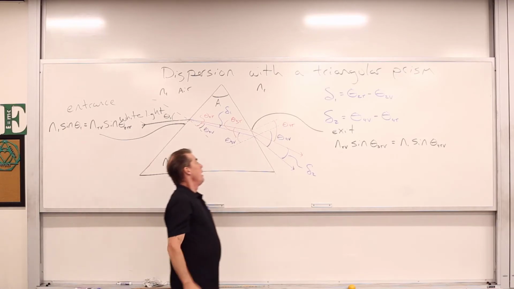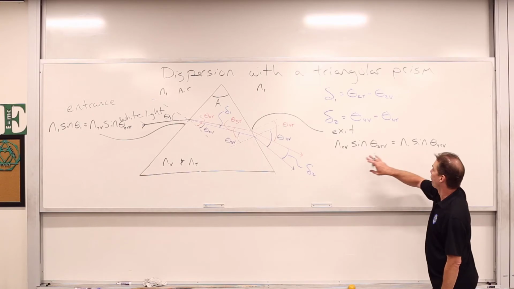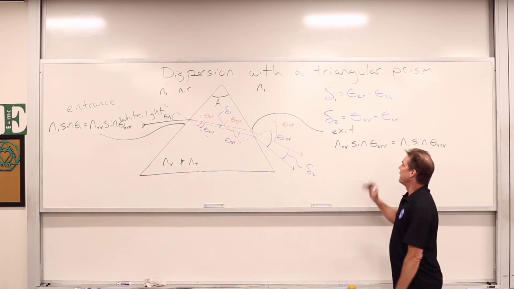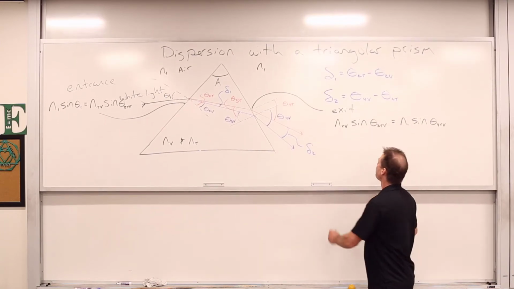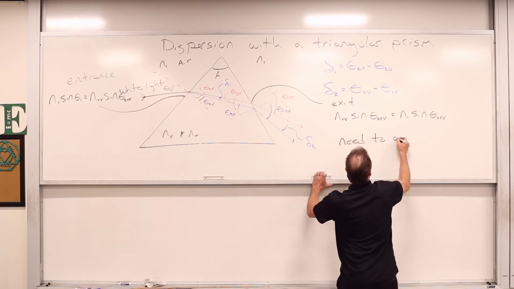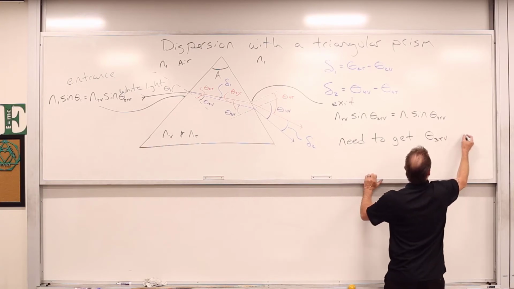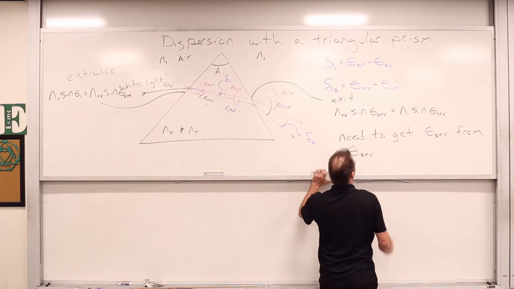Great. Then we come over here and say, well, if we know what theta 3 is, we can get theta 4. That's easy. We need to be able to get from theta 2 to theta 3 though. So we need to get theta 3 red or violet from theta 2 red or violet.